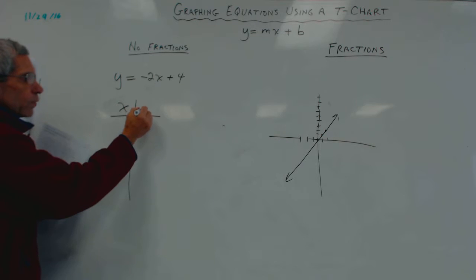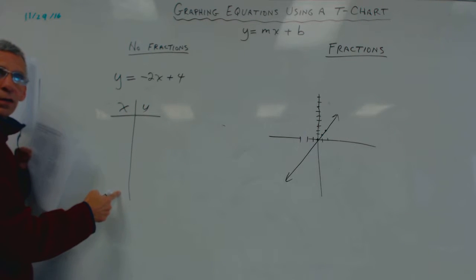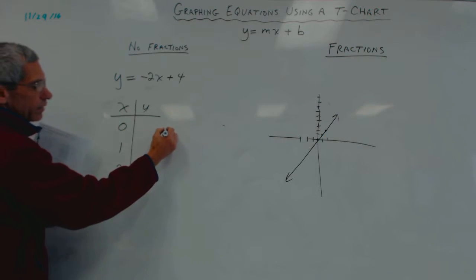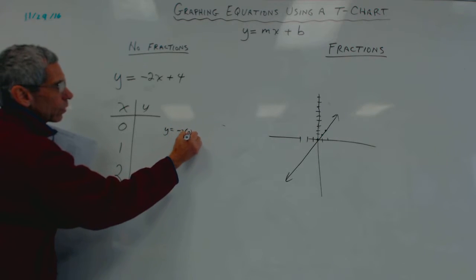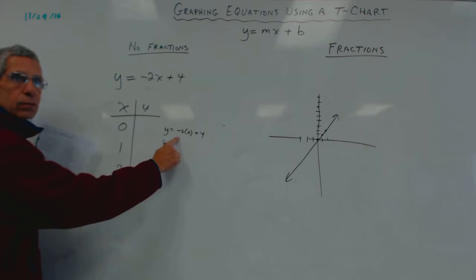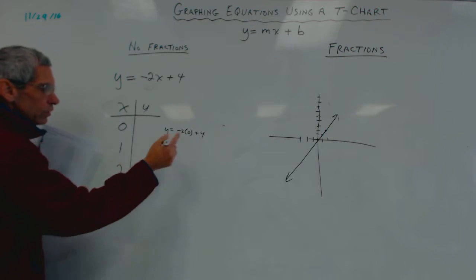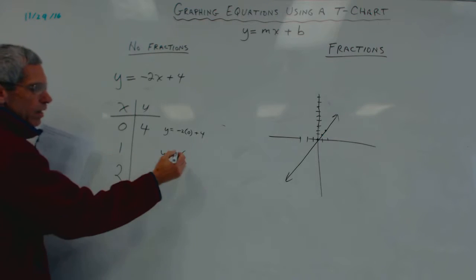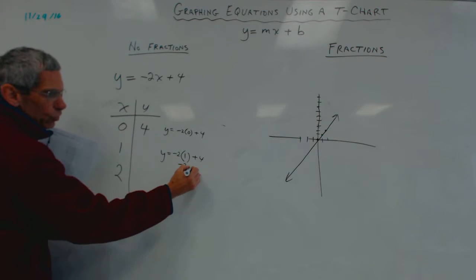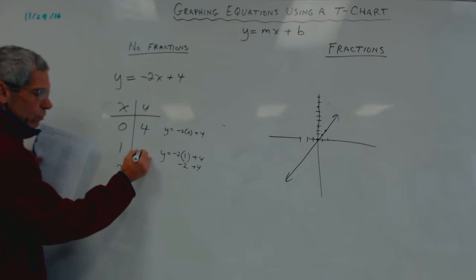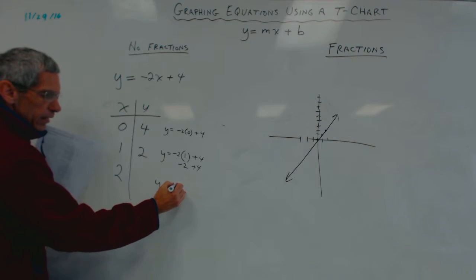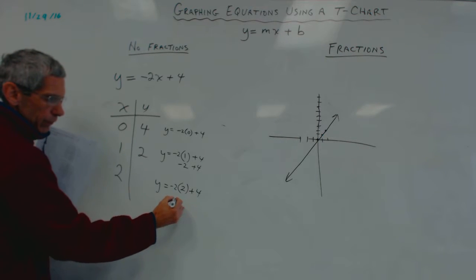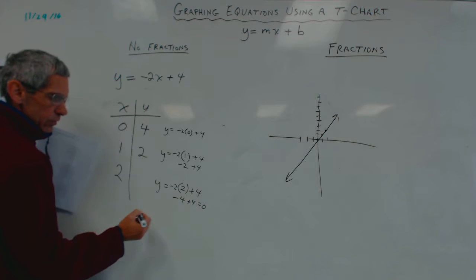Here's my T-chart. What am I going to put here? You're going to put 0, 1, 2. Okay, so now I've got y is equal to negative 2 times 0 plus 4. What's negative 2 times 0? 0. So it's just 4, right? All right. So this is y is equal to negative 2 times 1 plus 4. So that's negative 2 plus 4. What would that be? 2? All right. Y is equal to negative 2 times 2 plus 4. So what's negative 2 times 2? Negative 4 plus 4. That's 0, right?